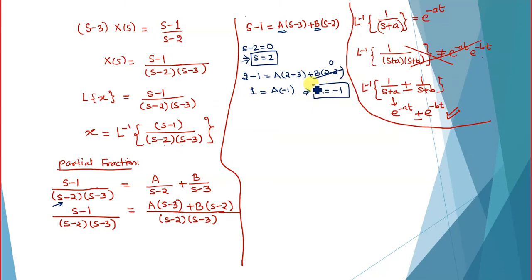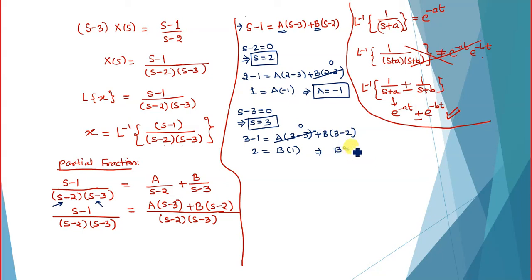For the second value, we use the second factor. s minus 3 equal to 0 gives s equal to 3. Again substituting in this equation, we get 3 minus 1 equals A times (3 minus 3) plus B times (3 minus 2). 3 minus 3 is 0, which cancels the A term. So we get 2 equal to B times (3 minus 2), and 3 minus 2 is 1. So this gives the value of B as 2.